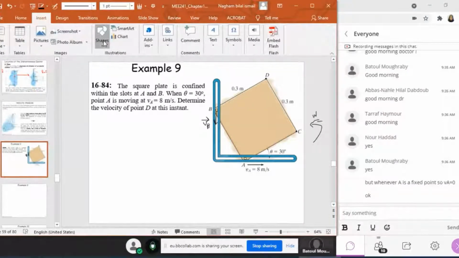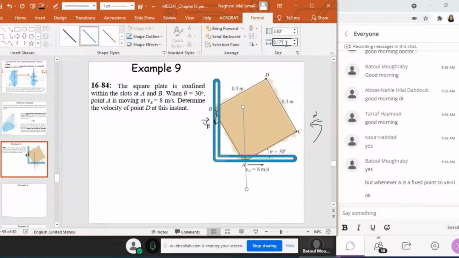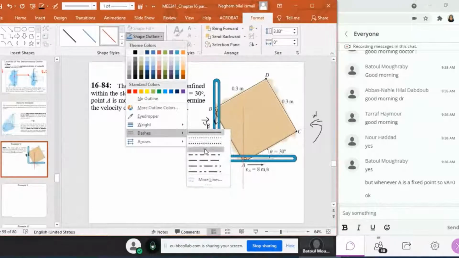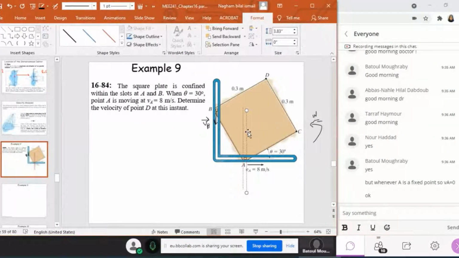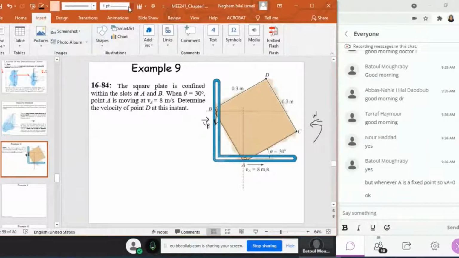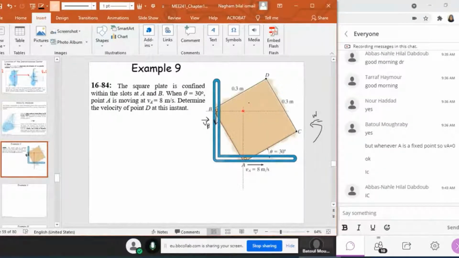Now, since I know their directions, I can plot their intersection. The intersection of their perpendicular lines will be the instantaneous center of zero velocity. So this should be vertical, and I'm going to rotate it. And this is the perpendicular line to VB. Now the intersection of these two perpendicular lines to the velocities at A and B respectively will be IC, the instantaneous center of zero velocity for the whole square plate.